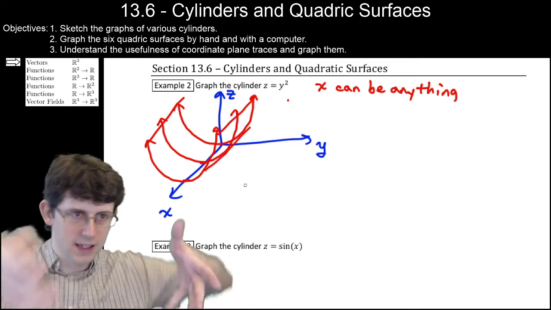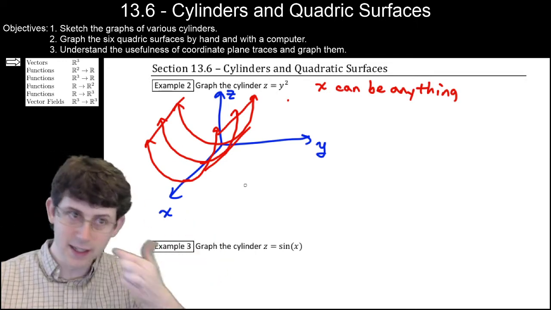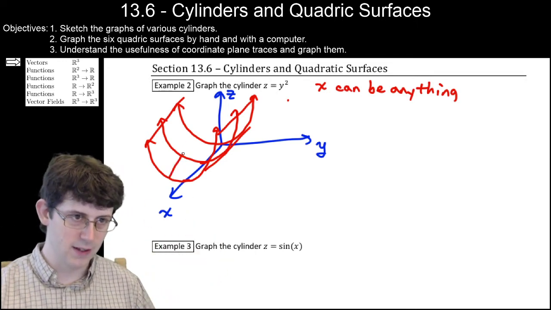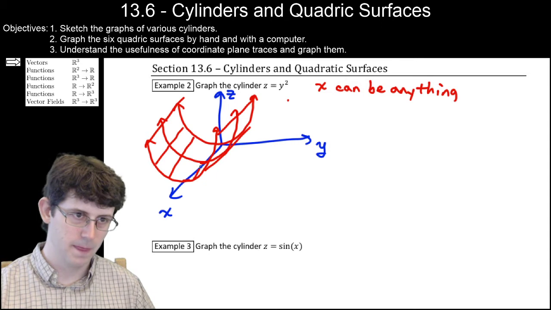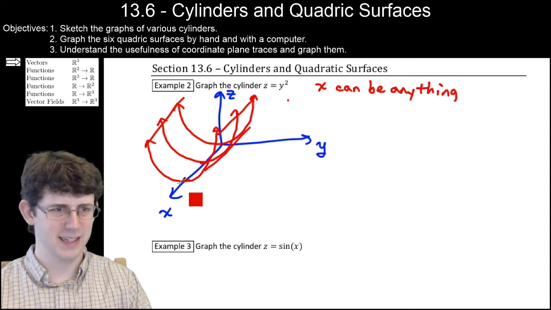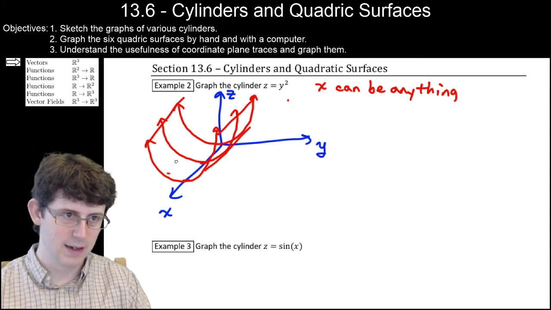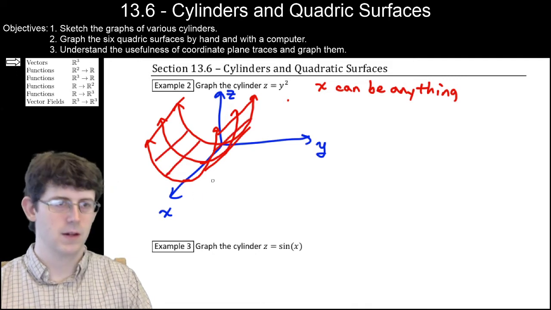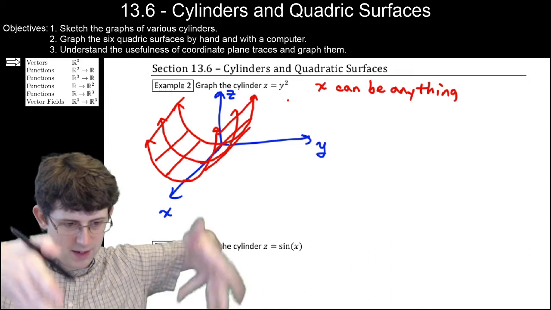So what we have is a cylinder. The rulings are this way. They're parallel to the x-axis. Let's do better. Yeah, it's just like a sheet of paper that's been folded up.